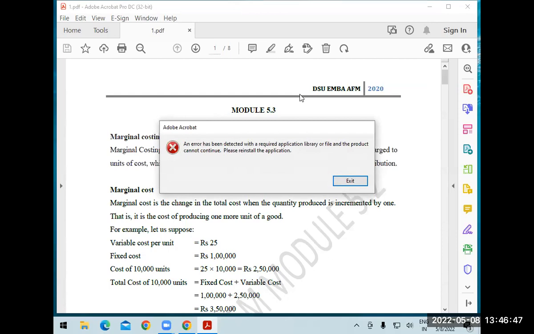Right. So the introduction should be the first one. Second one should be meaning, then definition of financial statement analysis, then tools for financial statement analysis. Next one is ratio analysis. Next one is company chosen for the assignment.